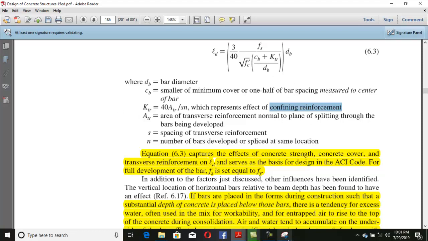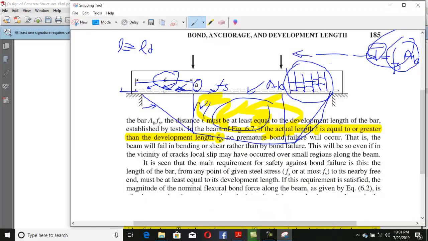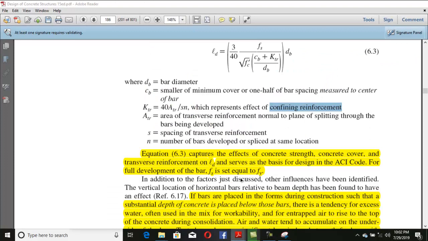If you provide, for example, number 3 stirrups, you know the area of number 3 is 0.11. So ATR, whatever it will be, is 2 times 0.11, which gives you 0.22. Okay, 0.22. So you must know about this topic.